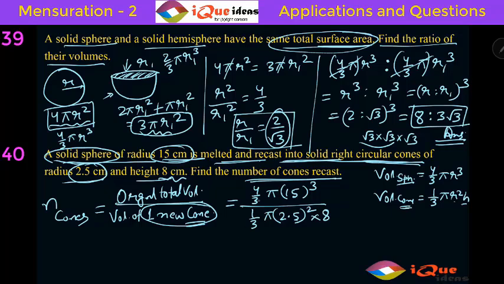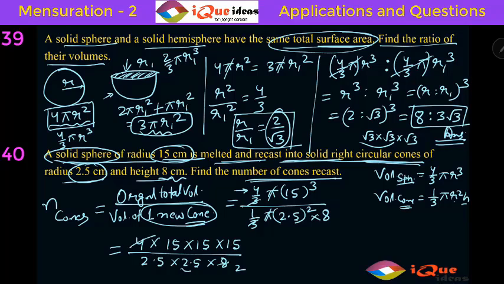Alright. Now here if you see, 3 and 3 get cancelled, pi and pi get cancelled. Let's simplify. So we have 4, this 4 into 15 cube is 15 into 15 into 15, divided by 2.5 square into 8. Or what we could have done was 4 cancels 8. Anyways, we'll do it now. So it is 2.5 into 2.5 into 8. Now 4 cancels 8 two times. Now 2.5 into 2 becomes 5. So let me write once more: 15 into 15 into 15 divided by 2.5 into 5.